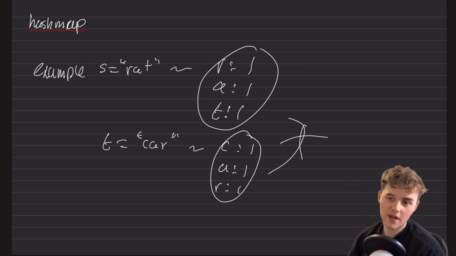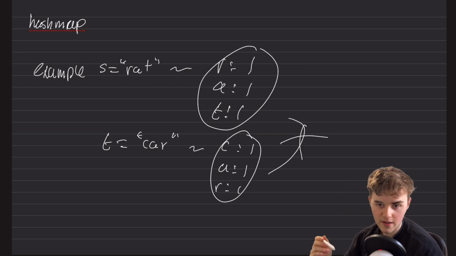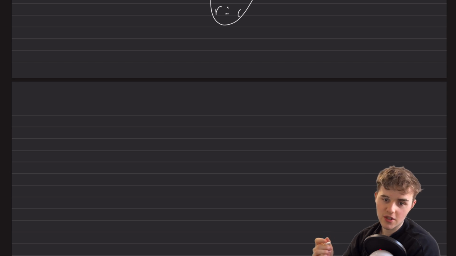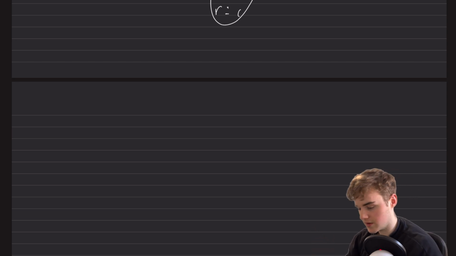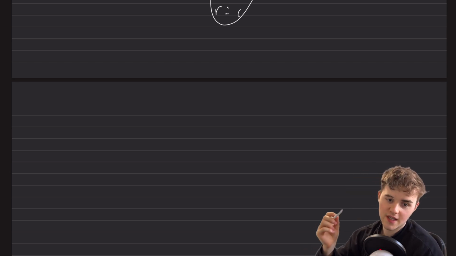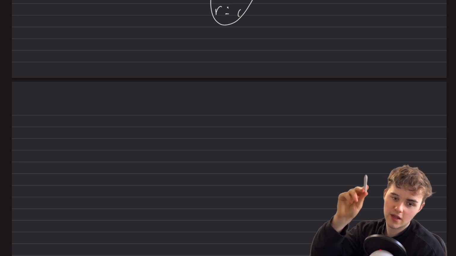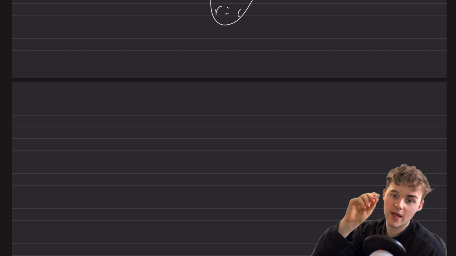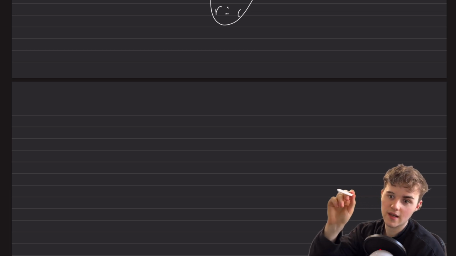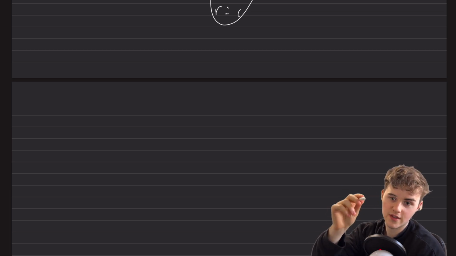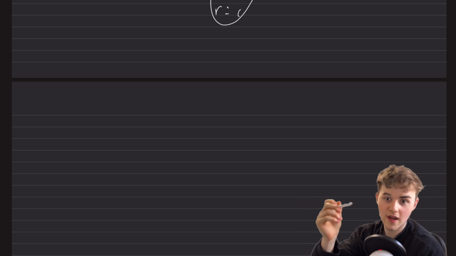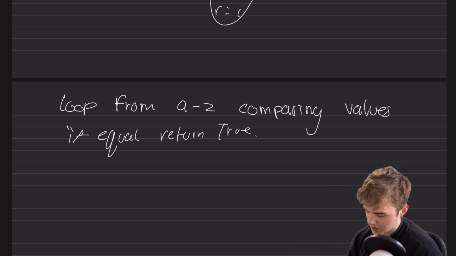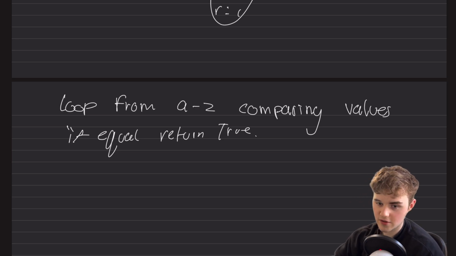So I'm just trying to think, how would I compare the hash maps? Well, if we assume our hash map's ordered, each hash map will have the same key, A through Z lowercase. So we would go through the entire hash map and compare the key value for A to A, and if it's the same, keep going, and if it's different, break. So we're going to loop from A to Z, comparing the values, and if they're equal, return true, else return false. So let's get into trying to code this.